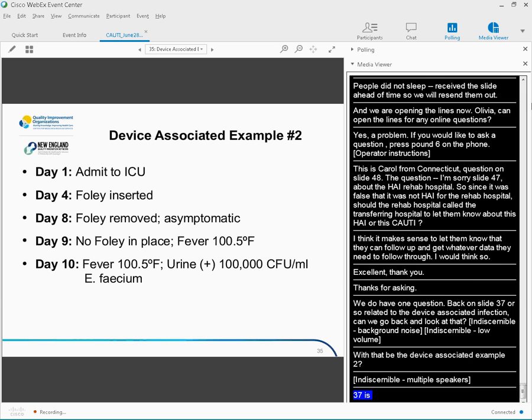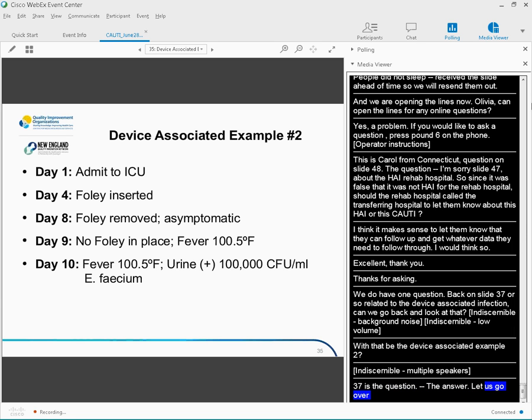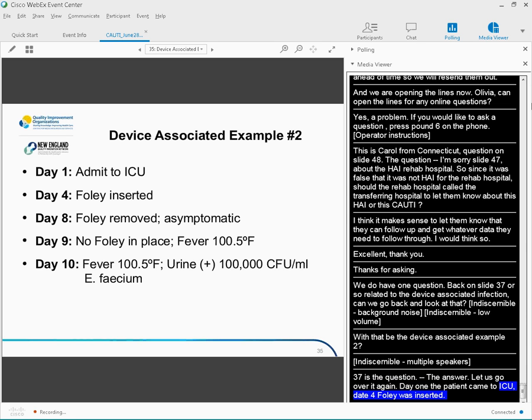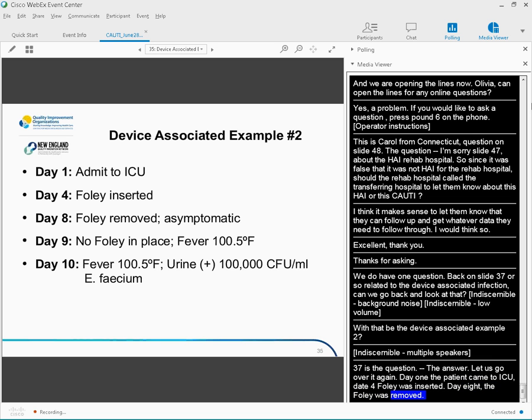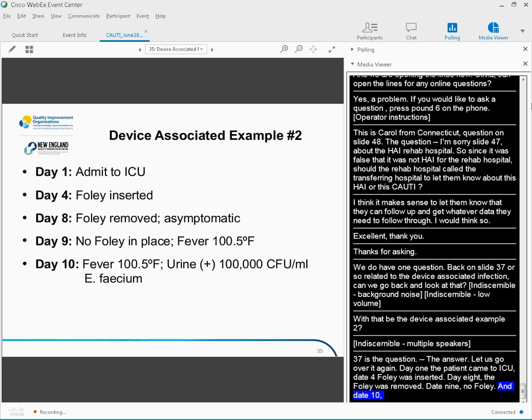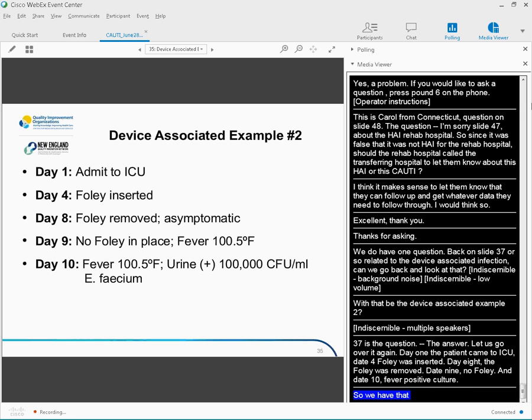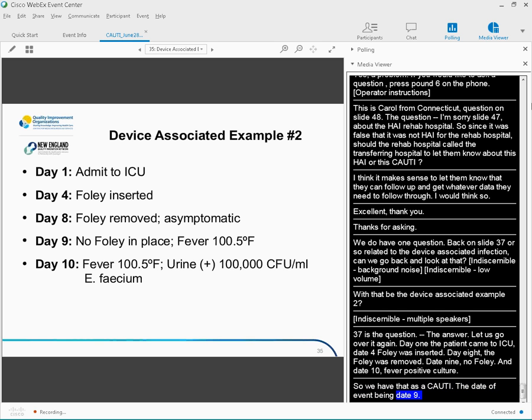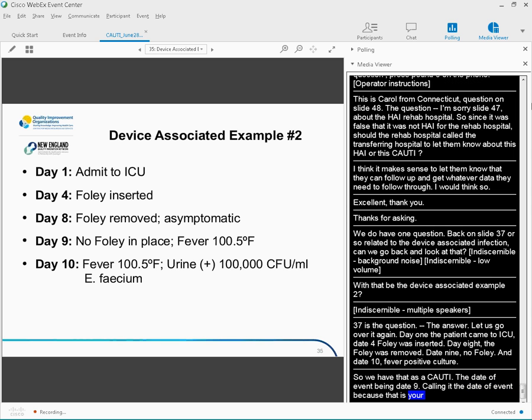Okay, so let's go over it again. On day 1, the patient came to ICU. Day 4, the Foley was inserted. Day 8, the Foley was removed. Day 9, no Foley. And day 10, fever and positive culture. So we have that as a CAUTI. The date of event being day 9. We're calling it the date of event because that's your first symptom. Your fever is 100.5, which is greater than 100.4.